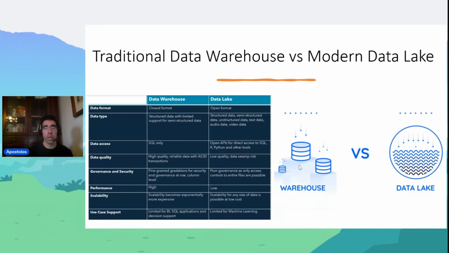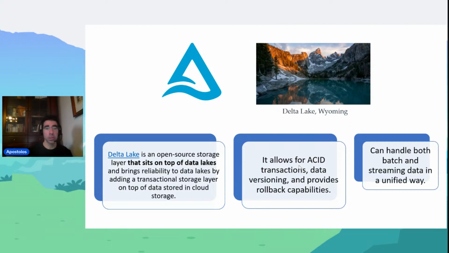So we needed a new solution, one that could combine the best of a data warehouse and the best of a data lake. And that could be the Delta Lake. Now, Delta Lake is an open source storage layer that sits on top of data lakes and brings reliability to data lakes by adding a transactional storage layer on top of the data. So by adding this additional transactional layer, now we can support ACID transactions, we have data versioning, and we also have rollback capabilities. We can time travel between different versions of the data, and we can restore the data to previous versions, which is very, very convenient. Delta Lakes can also handle both batch and streaming data in a unified way.